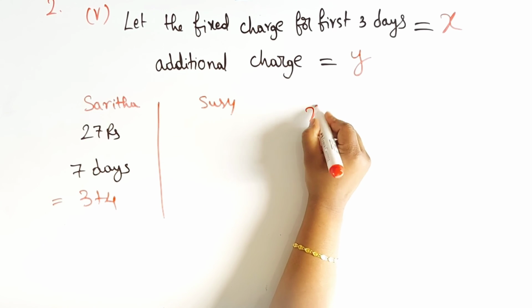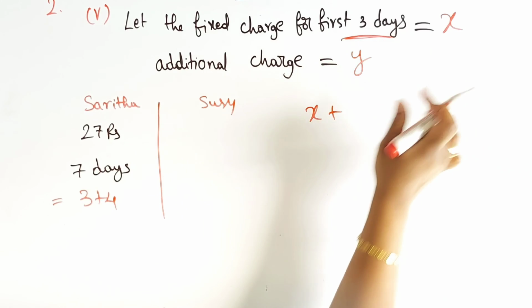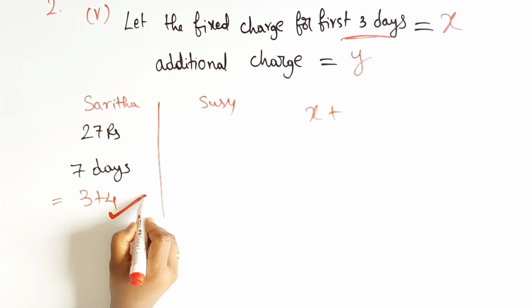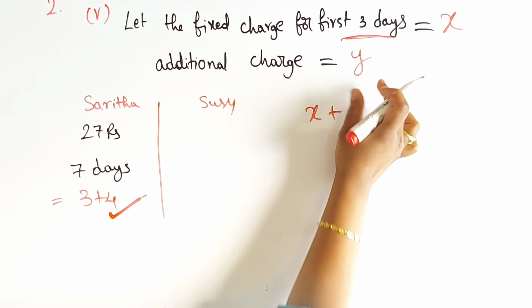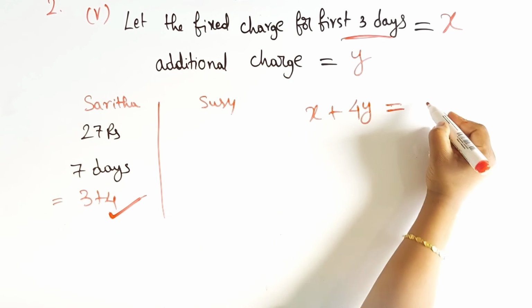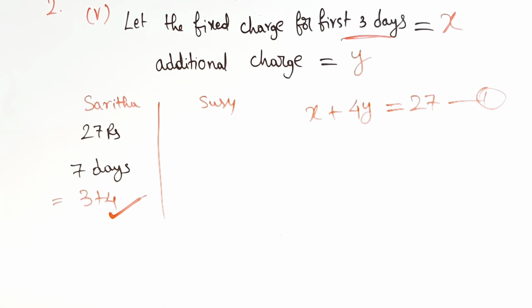That means x plus 3, means for first 3 days we have fixed charges. So x plus how many days she took extra? 4 days. That means 4 into y, she has to pay additional charges, that equal to how much she paid? 27 rupees. This is for Sarita, first equation.